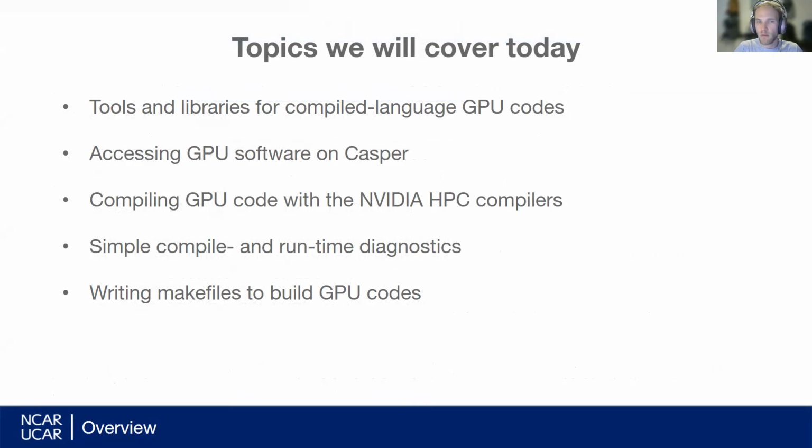of these. So tools and libraries for compiled language GPU codes, meaning Fortran, C, C++. We'll get into interpreted language GPU programming in Python towards the end of this workshop series. We'll talk a little bit about accessing GPU software on Casper. So this is Casper specific since it's an NCAR workshop, but I think a lot of the techniques that you might use to access the software will be similar on other systems. Compiling GPU code with the NVIDIA HPC compilers, simple compile and runtime diagnostics that you can perform, and then just a brief look into writing makefiles to build GPU codes.